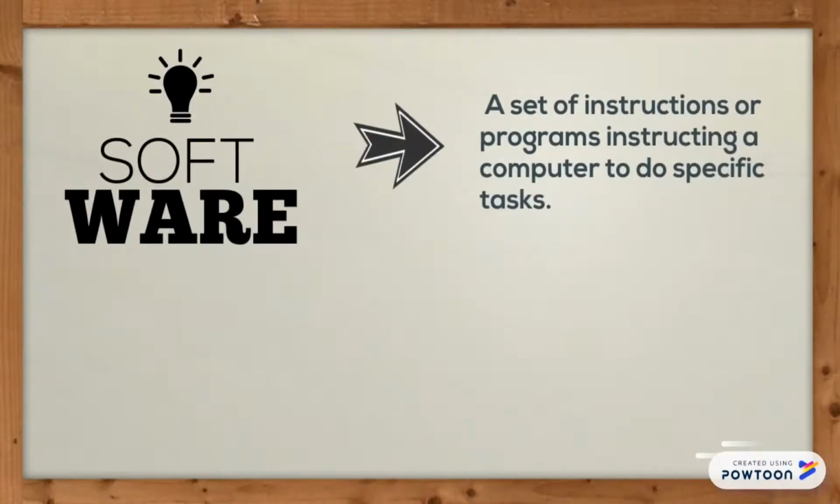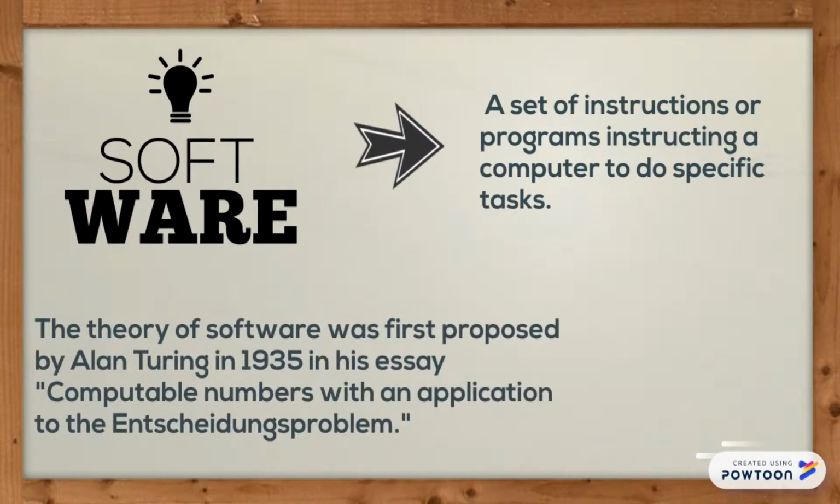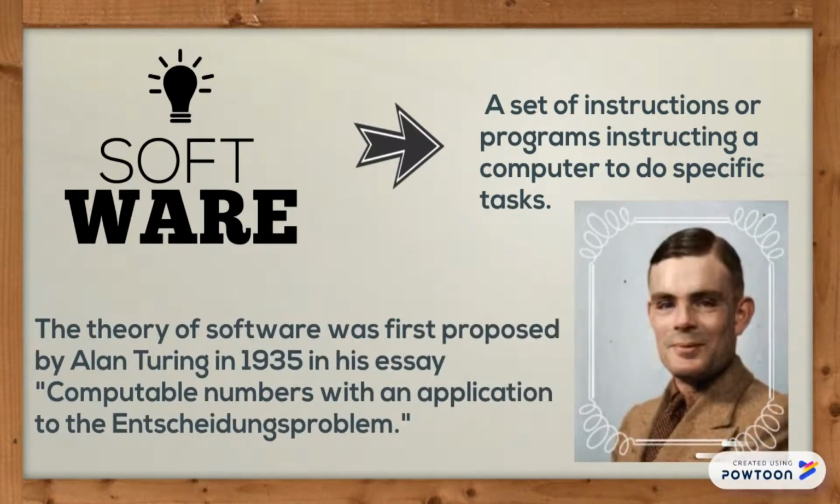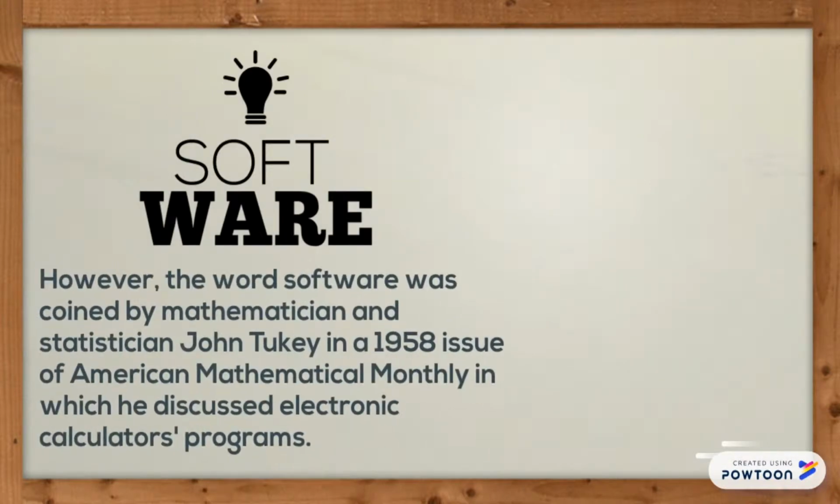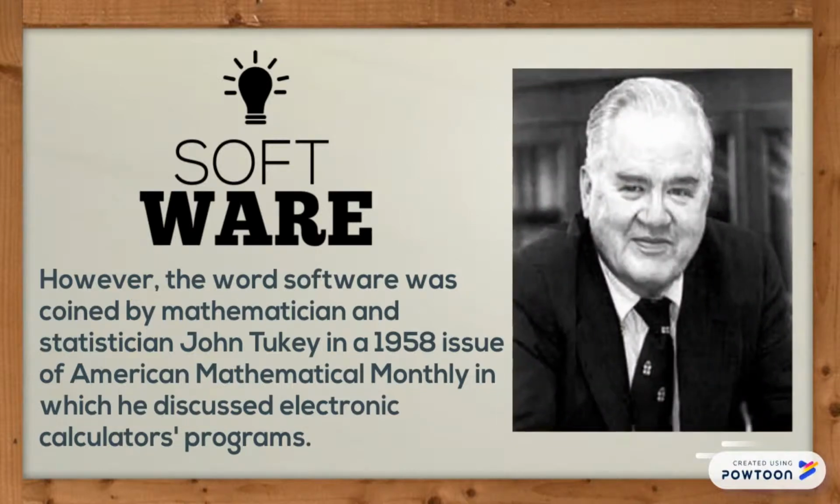Software, in its most general sense, is a set of instructions or programs instructing a computer to do specific tasks. The theory of software was first proposed by Alan Turing in 1935 in his essay Computable Numbers with an Application to the Entscheidungsproblem. However, the word software was coined by mathematician and statistician John Tukey in a 1958 issue of American Mathematical Monthly, in which he discussed electronic calculators programs.